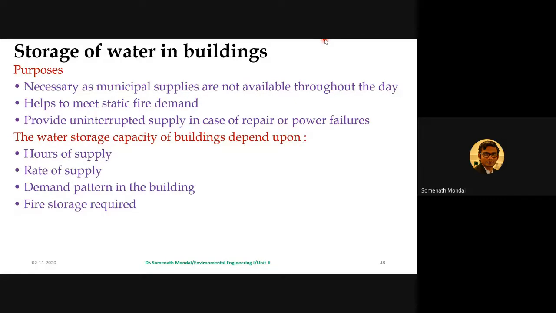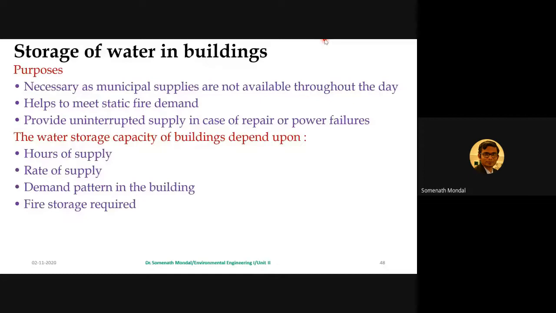Basically, in a building, storage of water is required for several purposes. First, for supplying water to consumers during non-supply hours, since in most cases in India water supply is still intermittent instead of continuous. Second, for reducing the maximum rate of demand on the water mains. And third, for storage of water during interruption, damage repair, or any problem or discontinuation in the supply.